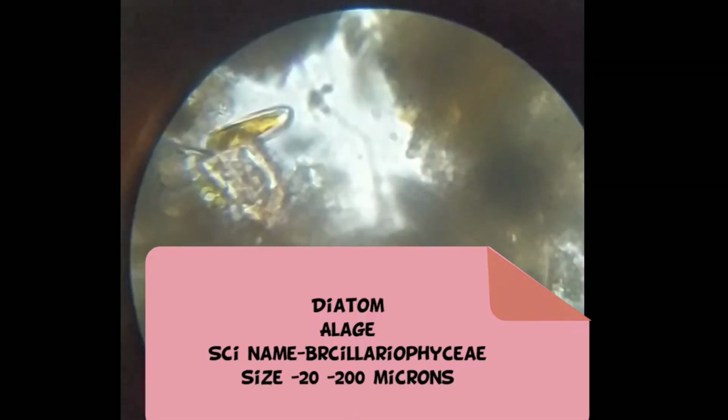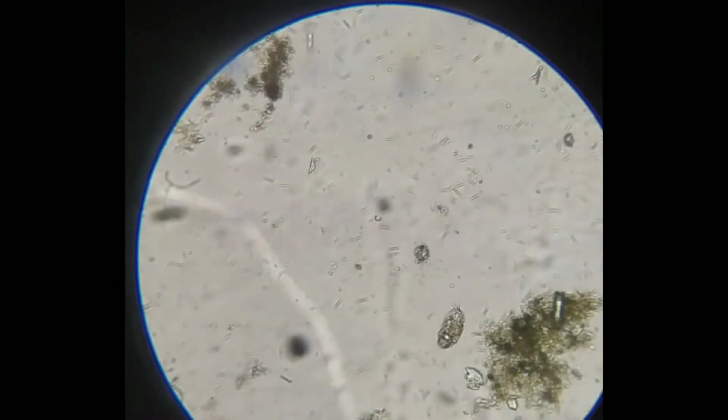So as you all can see, it is a diatom and it is an algae. Its size ranges from about 20 microns to 200 microns. They are found in waterways and they have beautiful cell walls, as you all can see in the video also. And when they die, they produce a thick layer of calcium-like things, which is known as diatomaceous earth, and it is used in some household things also.